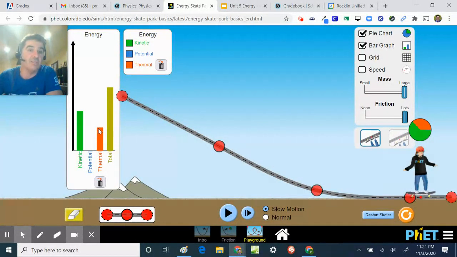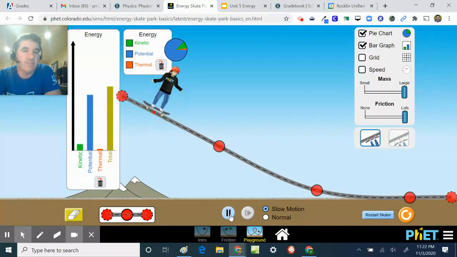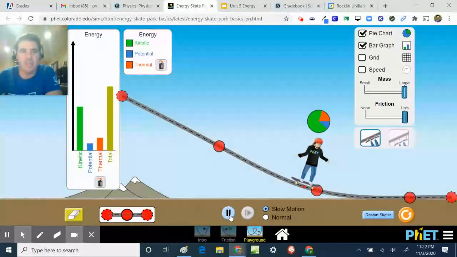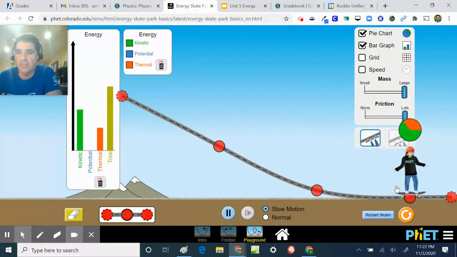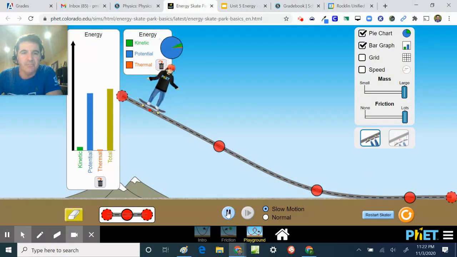So let's take a look at this. This is probably about maybe 40%. So going down the hill, the skater loses 40% of the energy due to friction. This would be the same thing as if you were trying to slow yourself down with your foot going down Thunder Hill, or this would be the same thing as if you're trying to put the brakes on so that you're not speeding as you go down Thunder Hill.